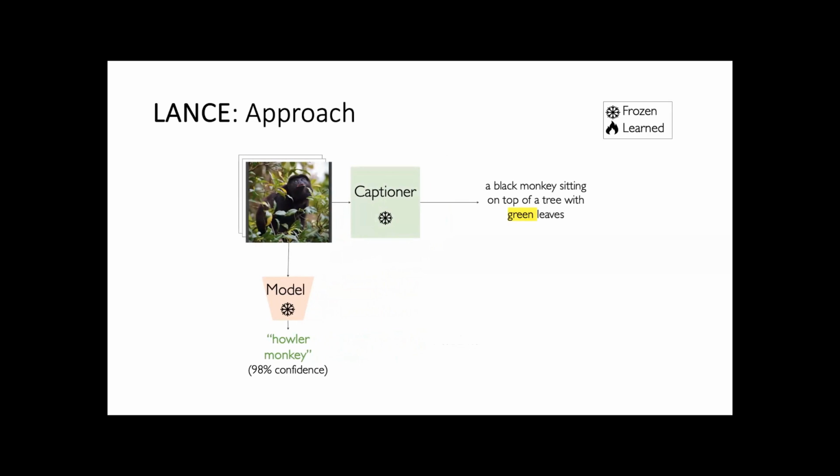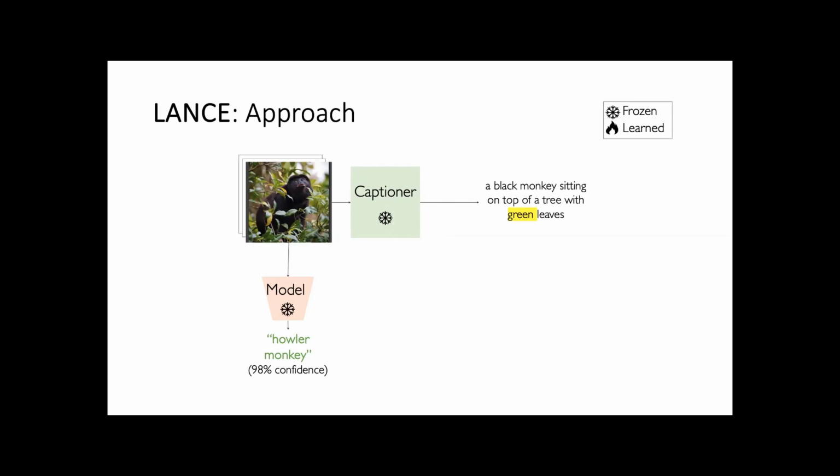We'd like to understand the conditions under which it will stop predicting howler monkey or change its predictions more broadly. So the first thing that we're going to do is use an off-the-shelf captioner to generate a descriptive caption for this image. In this case, we generated: a black monkey sitting on top of a tree with green leaves.